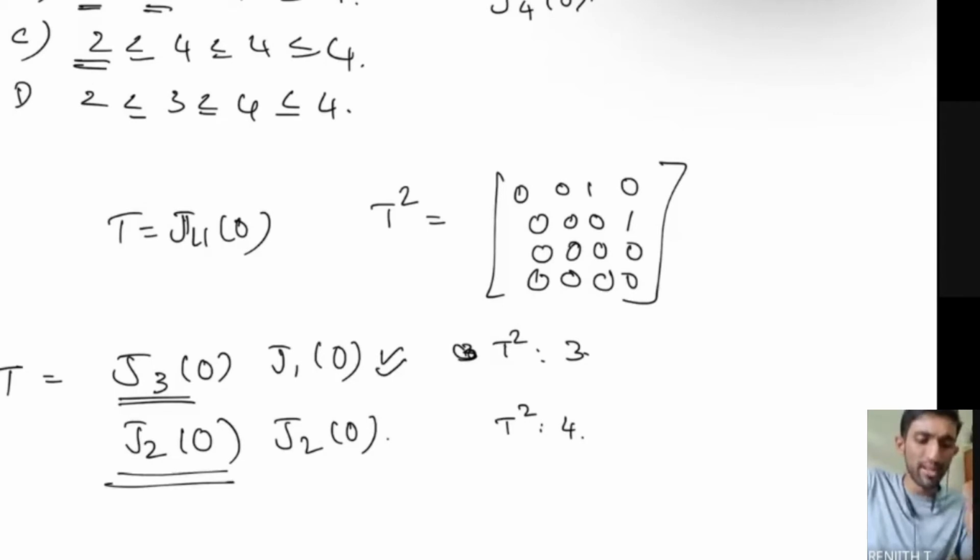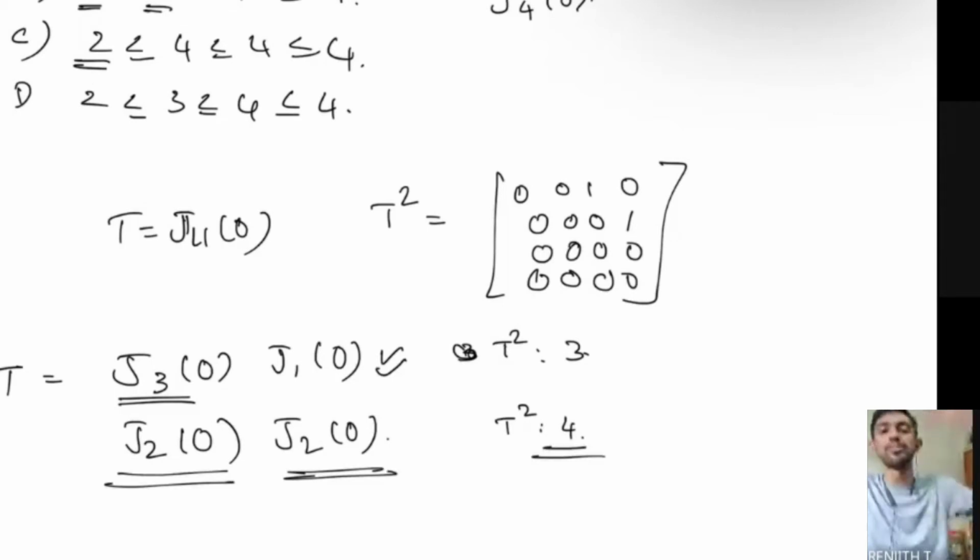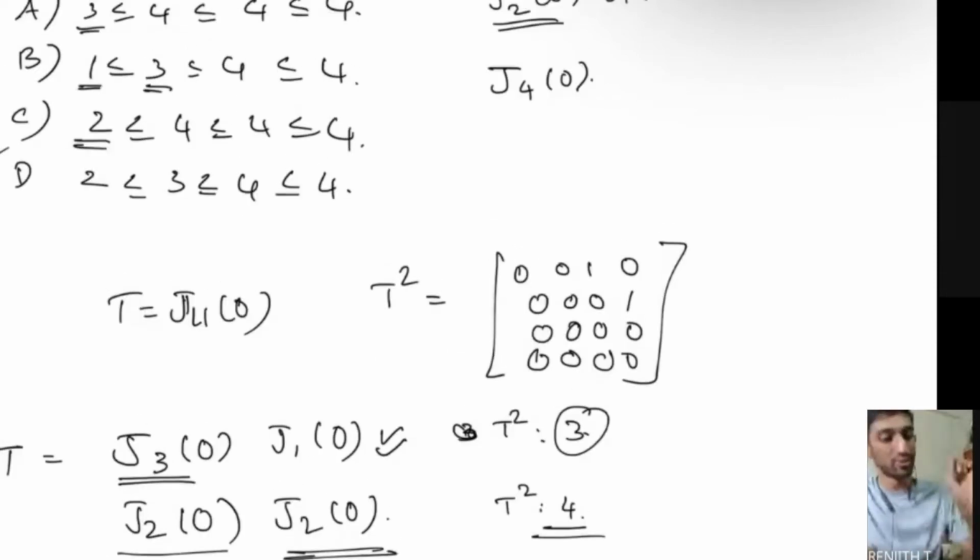Here if you square it, J2 square will be 0, J2 square will be 0. Here you will get, if you just square it, all the entries will go to 0. Here if you square it, one term will remain. That's why nullity will become only 3. So these two things are also possible. So A, C and D are possible. B is not possible. Okay.